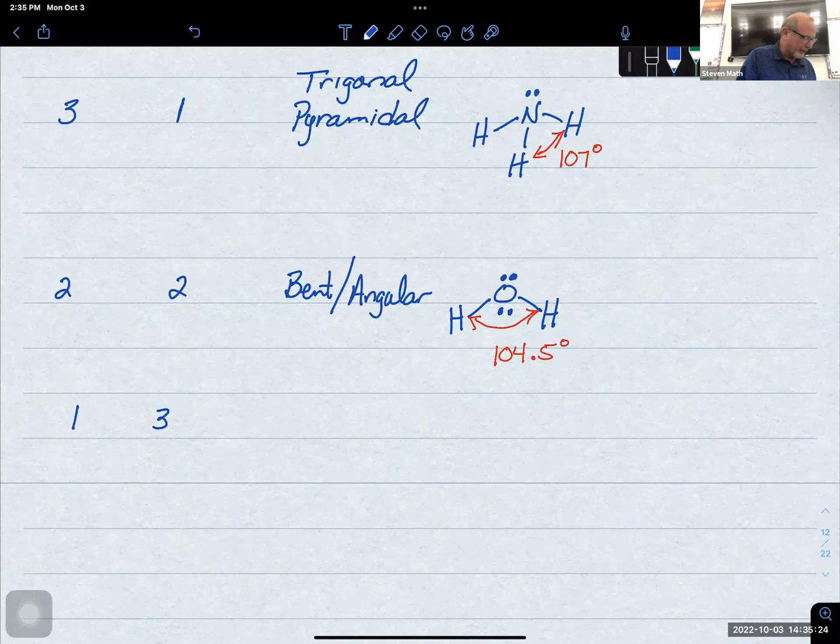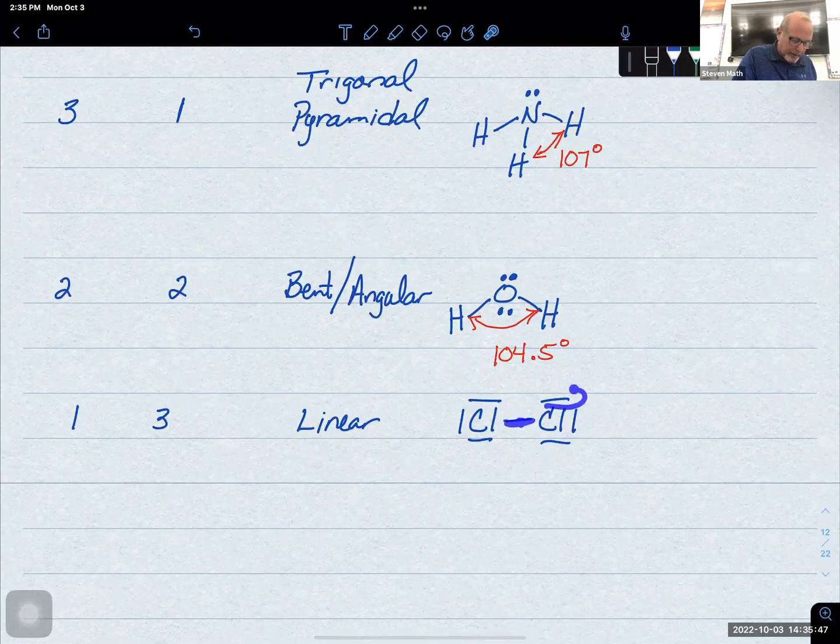And if we're continuing on, we could go to 1 bond and 3 lone pairs, but we already know what happens with 1 bond. This would be a linear molecule because it only has 1 bond. This would be something like HCl. So what we do is we make our bond in the middle, and then there's 1, 2, 3 lone pairs.